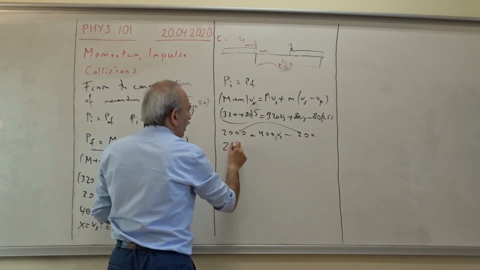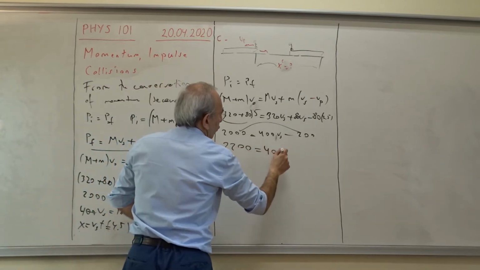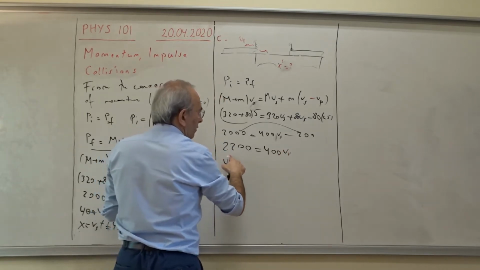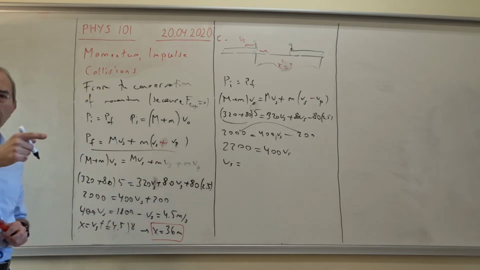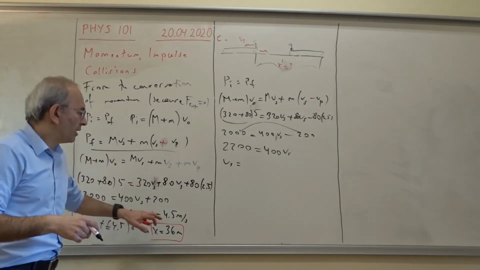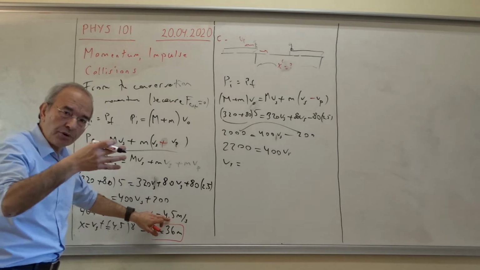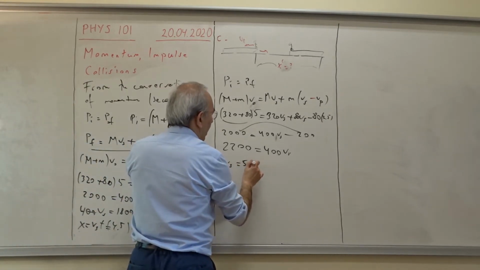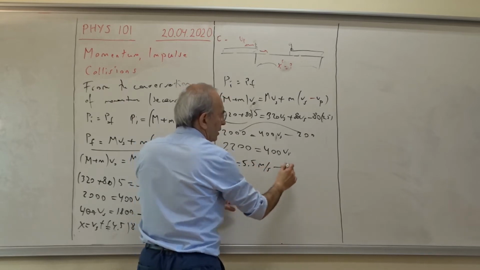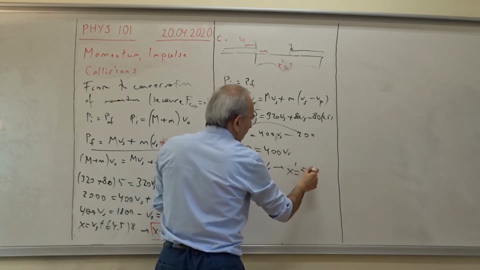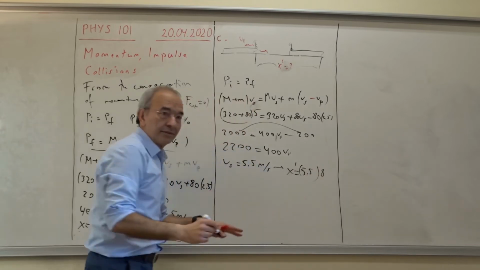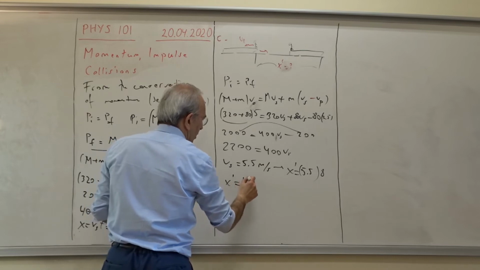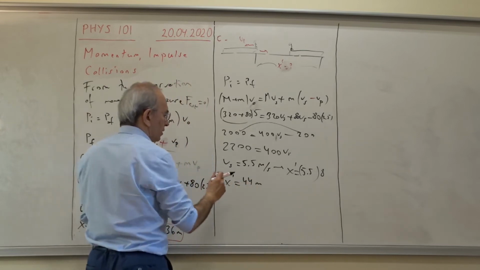So then we have 2200 equals 400 Vs, so the Vs turns out to be 5.5. Not 5 minus 0.5, but it's 5 plus 0.5. The velocity of the sled will be 5.5 meters per second, and accordingly, x prime will be 5.5 times the 8 seconds, so it is 44 meters, as expected. X prime will be 44 meters.